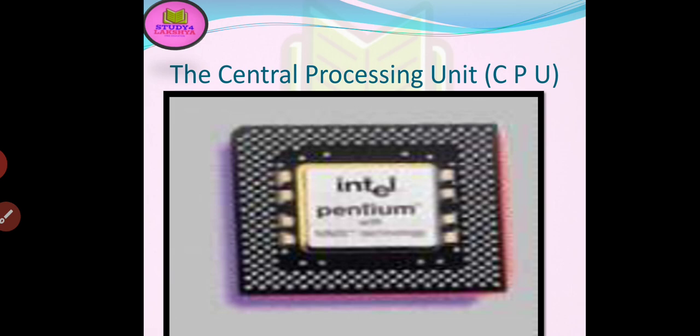This is the chip, the central processing unit. It is an Intel Pentium chip. The CPU is the brain of the computer, so it is the main part of the computer.